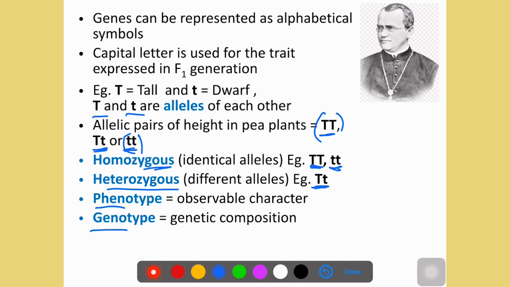Two other important terms over here are, first, phenotype. The external observable character is called the phenotype, and genotype. The genetic composition of the plant is known as the genotype. So you may want to note down these important terms in your notebook.